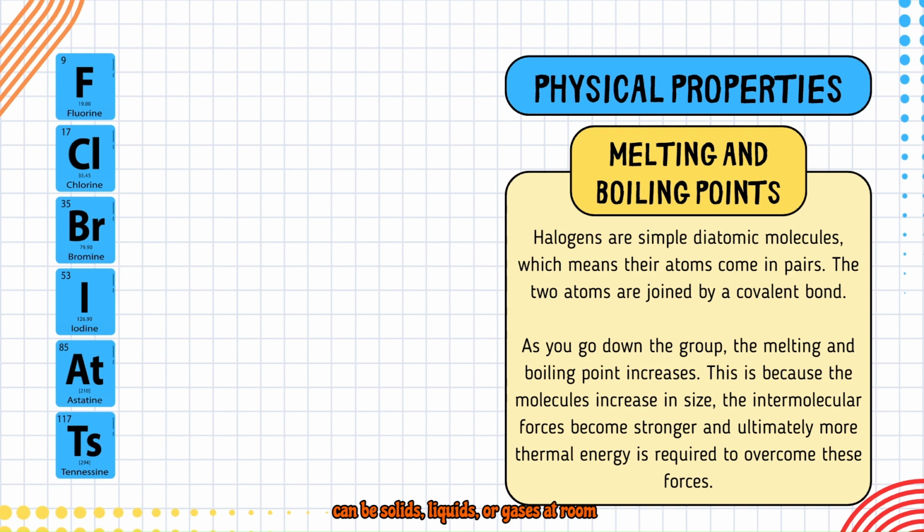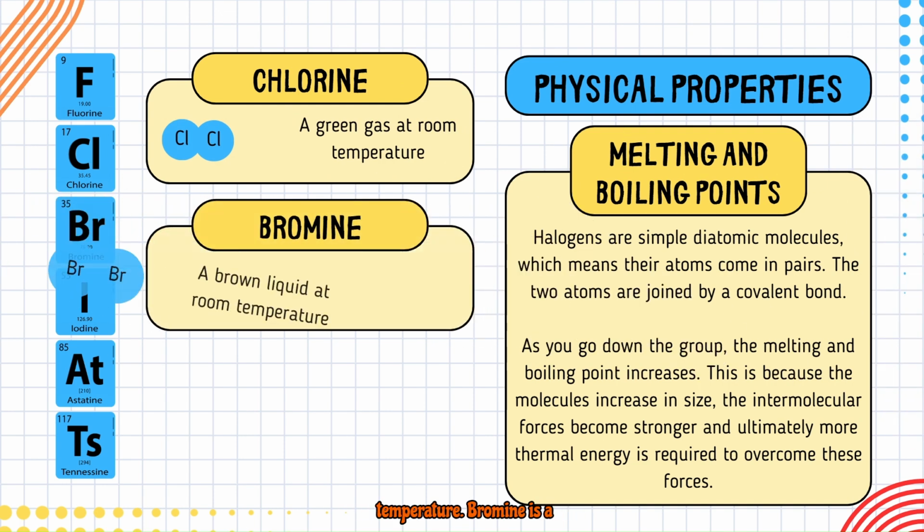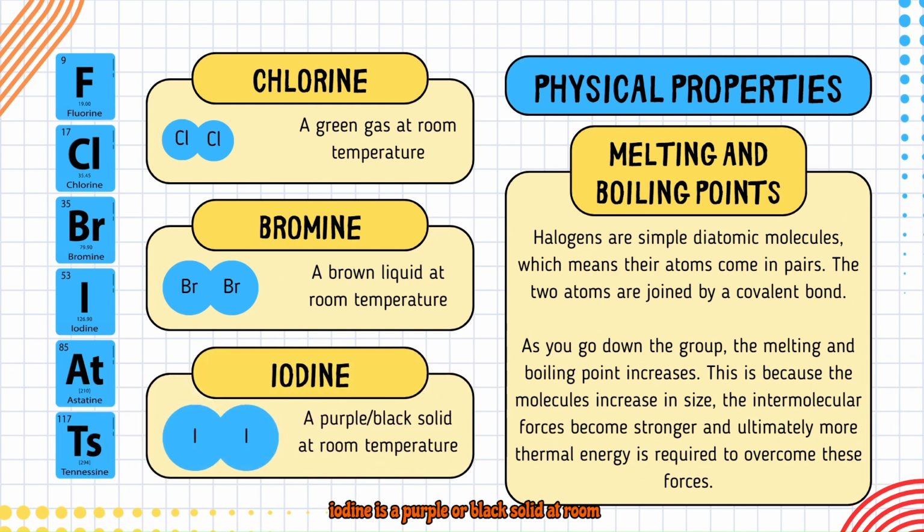Halogens can be solids, liquids, or gases at room temperature. For example, chlorine. Chlorine is a green gas at room temperature. Bromine is a brown liquid at room temperature. And iodine is a purple or black solid at room temperature.